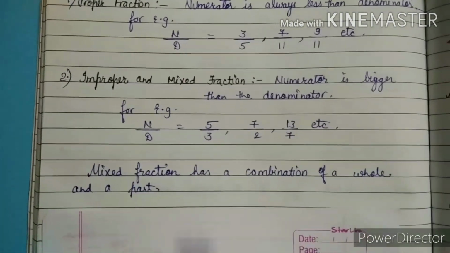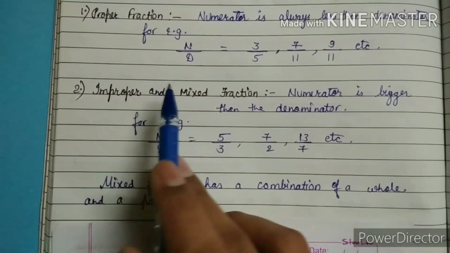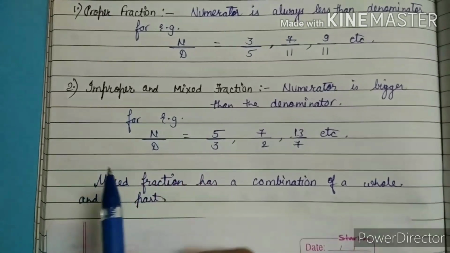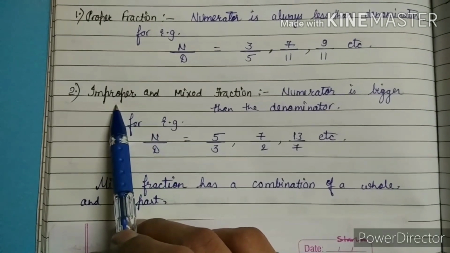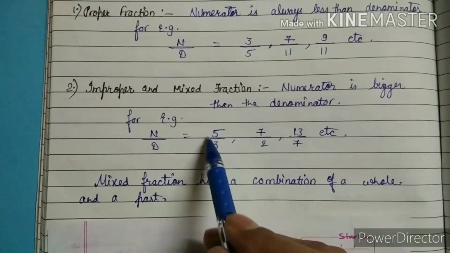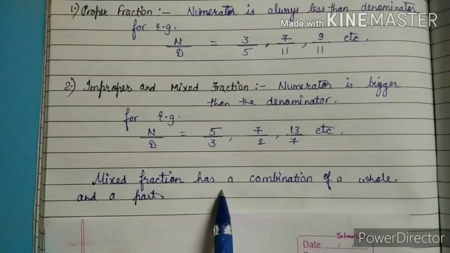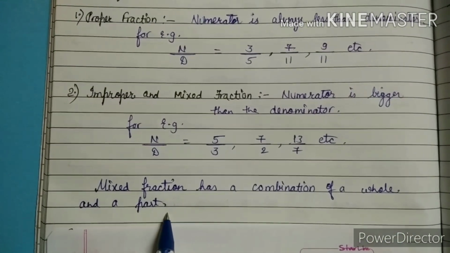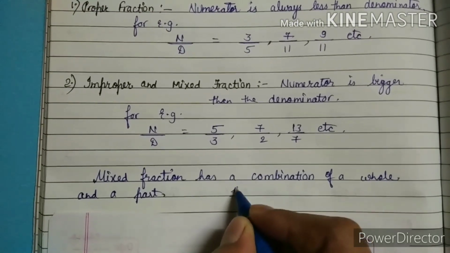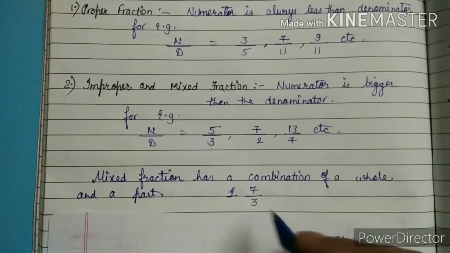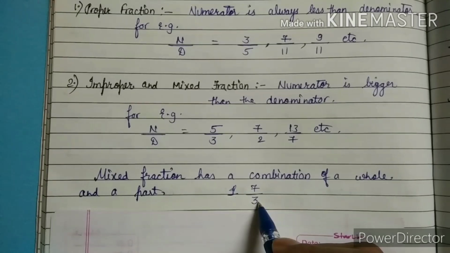Now mixed fraction. Mixed fraction comes from the improper fraction. That's why improper and mixed fraction will be in one section. All the time, mixed fraction will only come from the improper fraction because its numerator is greater. So this greater numerator will give us one whole part. Mixed fraction has a combination of a whole and a part. You have seen sometimes an example in the form of 1 and 7 by 3. This kind of example. So here 1 is the whole number and 7 by 3 is the part.